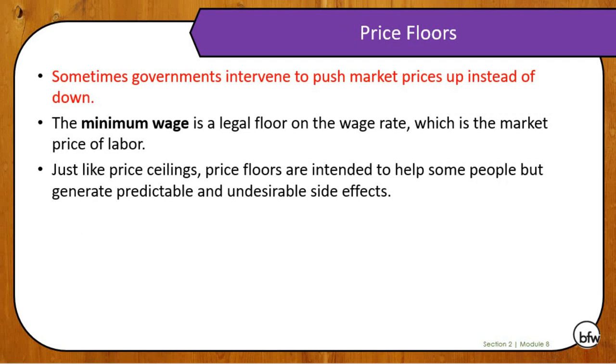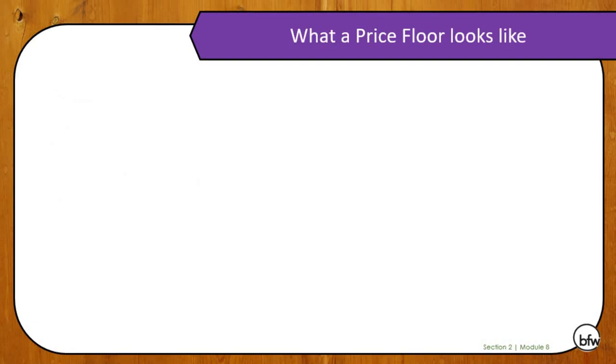Now, moving on to price floors, sometimes governments will intervene to push market prices up instead of down. The minimum wage is a legal floor on the wage rate, which is the market price of labor. Just like price ceilings, price floors are intended to help some people but generate predictable and undesirable side effects, which we'll look at here in a second. So a price ceiling is going to be the exact opposite of a price floor.